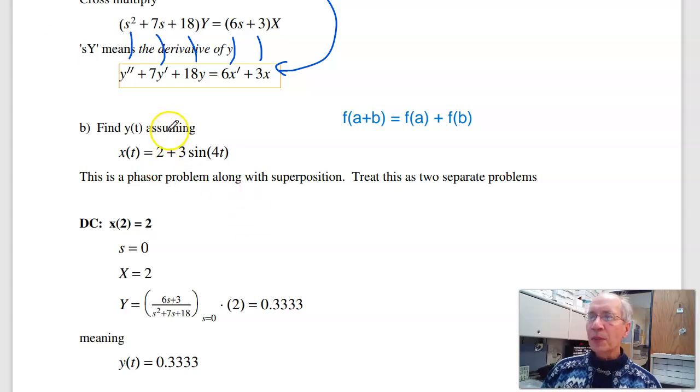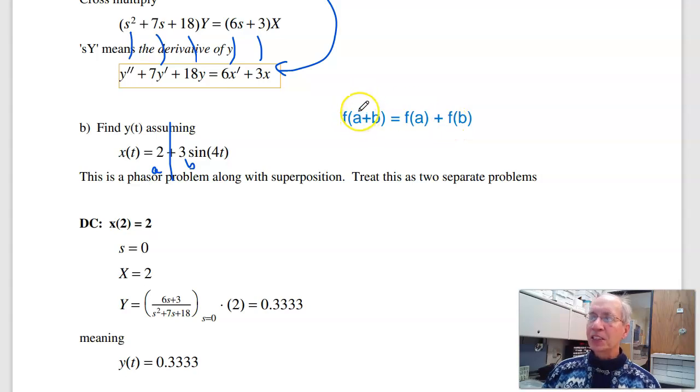So given this problem, I have complex input. I'm going to treat it as two separate problems. So here's A and B. Find the output when the input is 2. Find the output when the input is 3 sine of 4t. Add the two answers together, I get the total answer. So this is how you implement it. That's how I analyze it.